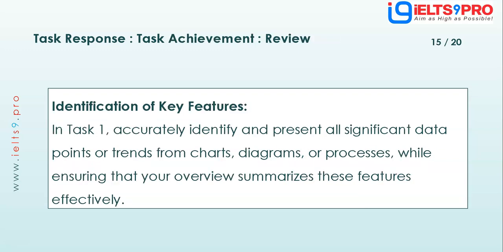So, key features. In task 1, right? Accurately identify, present all significant data points or trends. Okay, so it's usually what's the biggest, what's the smallest, what's changed, what's not changed. That's it, right? If it's a map, it's the most obvious changes. If it's a process, again, what are they? Filtration, sedimentation, collection. Make sure that you get those in your overview, okay? And make sure that your overview is put in paragraph 2, or put it as paragraph 2.